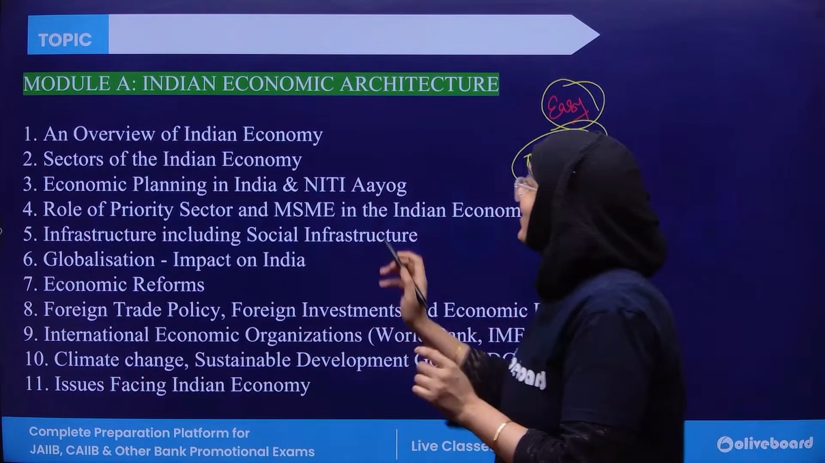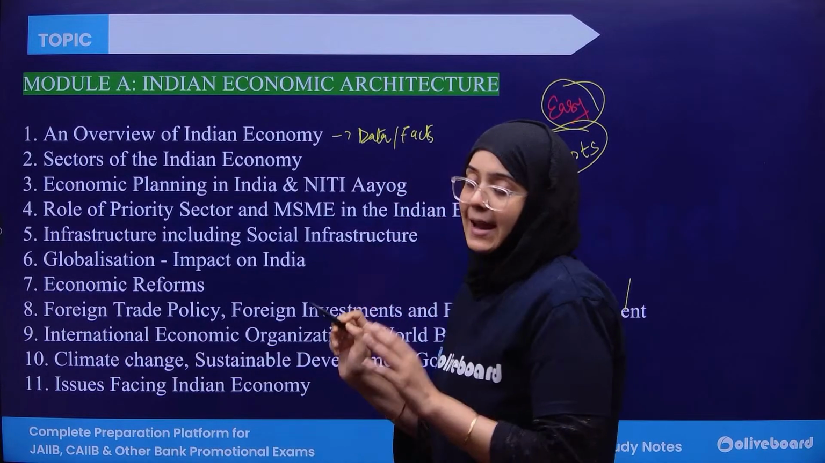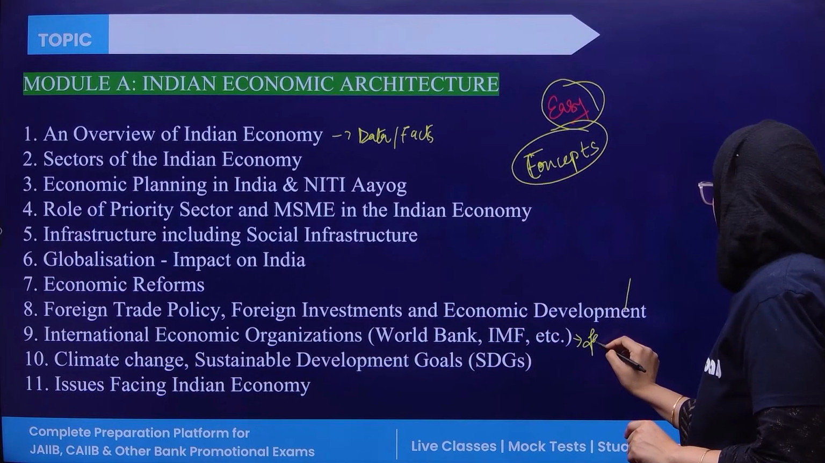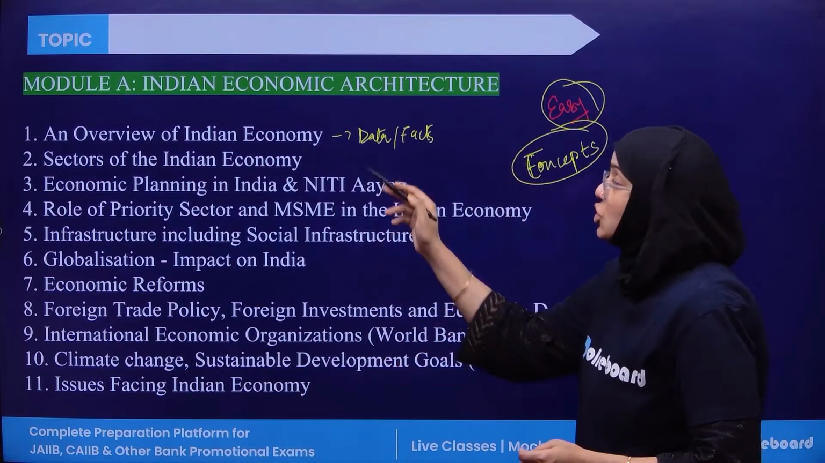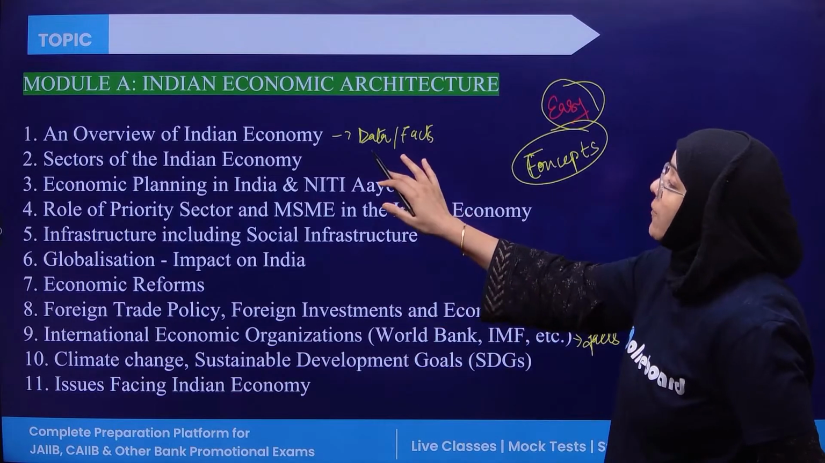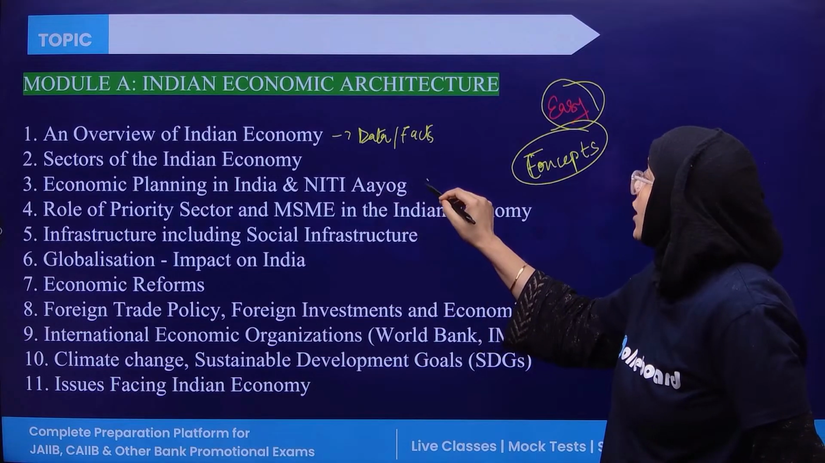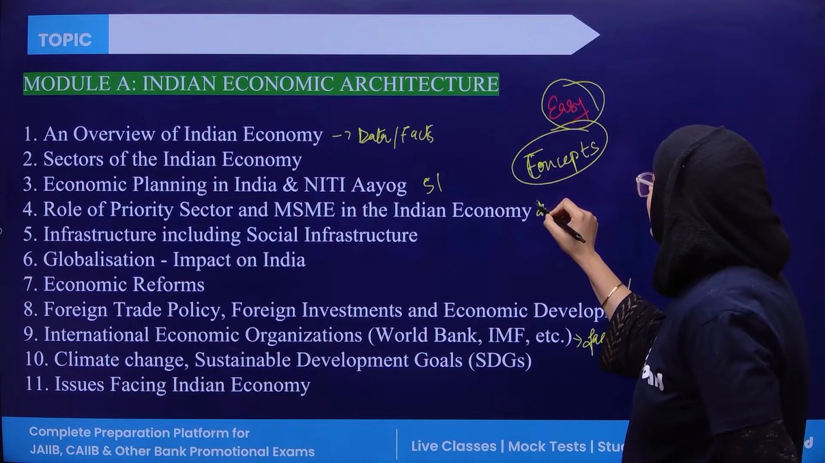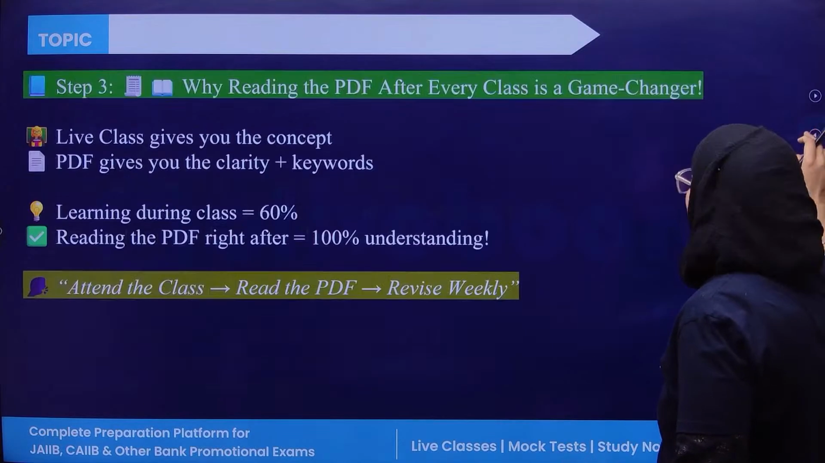You will find some data or facts only in the first unit, like the Ignis medicine database, and some factual data in the international organization topic. The rest of the chapters are concept based. The units are: an overview of the Indian economy, sectors of the Indian economy, and economic planning, where we talk about the 5-year plans. Then the role of the priority sector, a very important topic of module A. Then infrastructure, a very important, easy, and scoring topic.